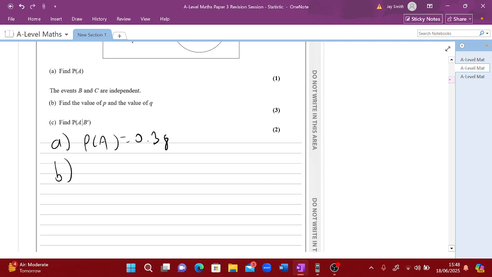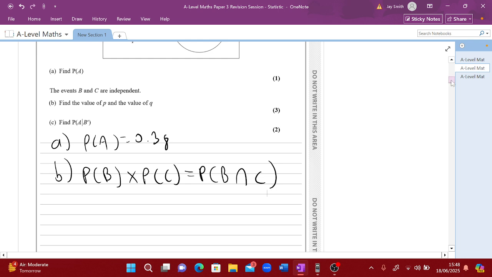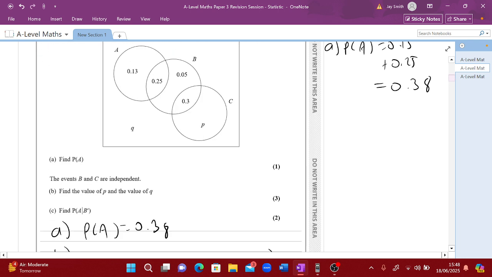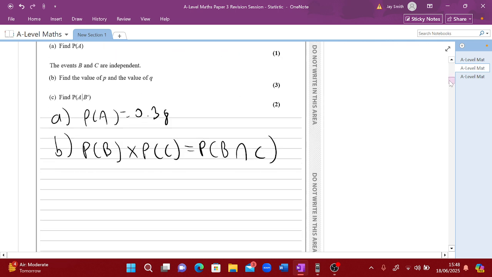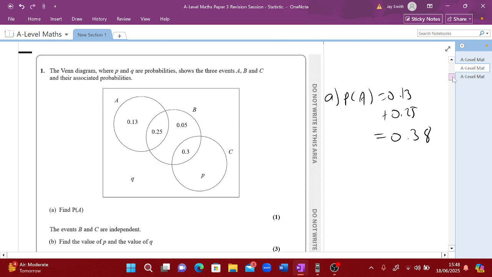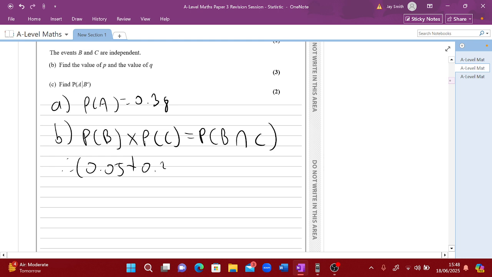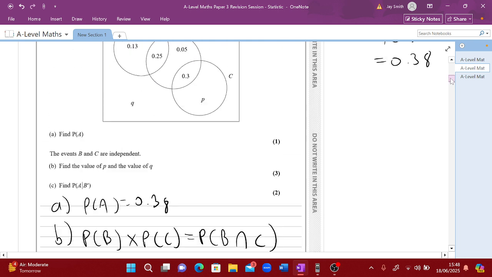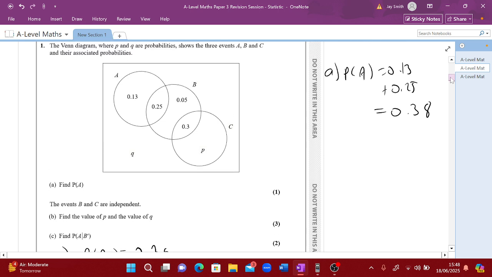Part B, so events B and C independent, what that means is that P of B times P of C, so their two probabilities times together, gives their intersection, so the probability of B and C. So now we can work out expressions for all 3 of these parts, right? First of all, probability of B, all the numbers in the circle B, which is these 3. So we can add them all together. So it's going to be 0.05 add 0.25 add 0.3.